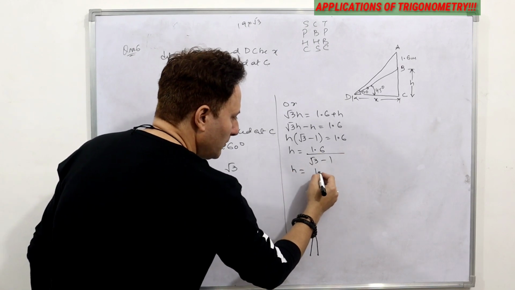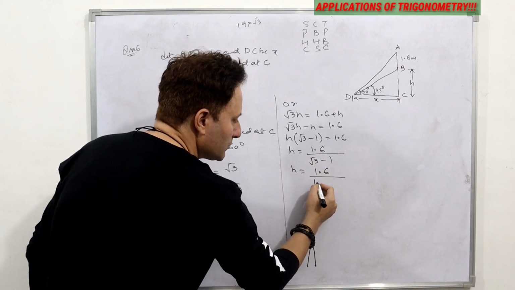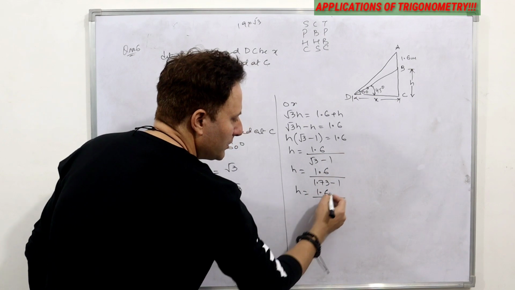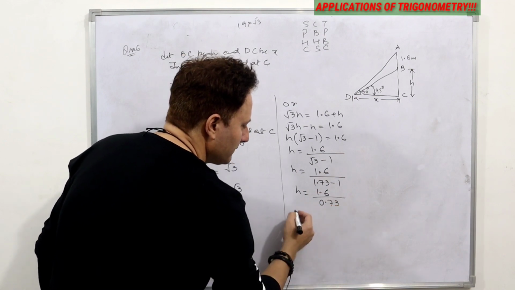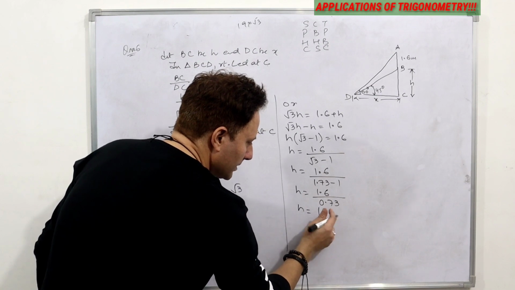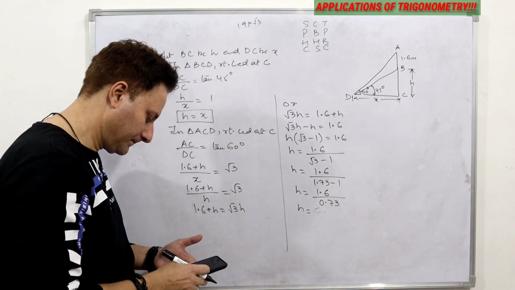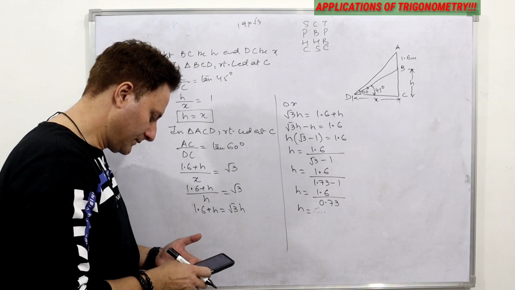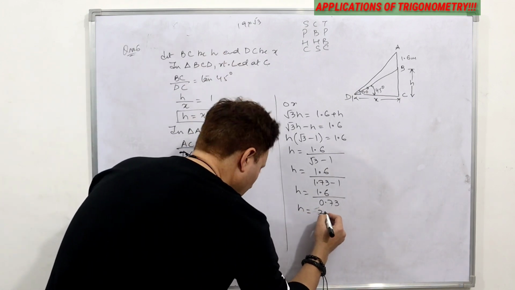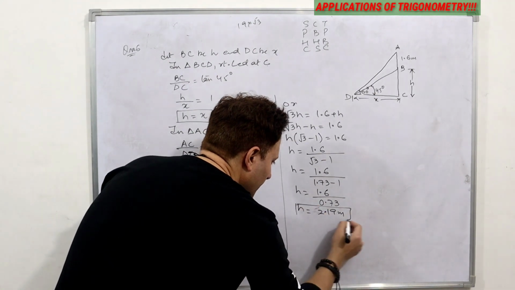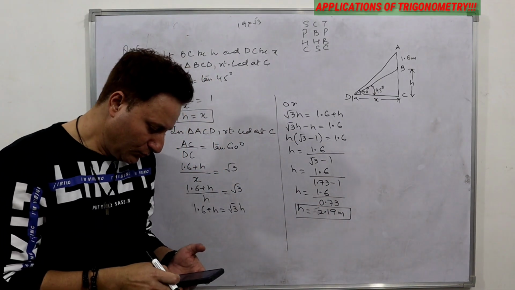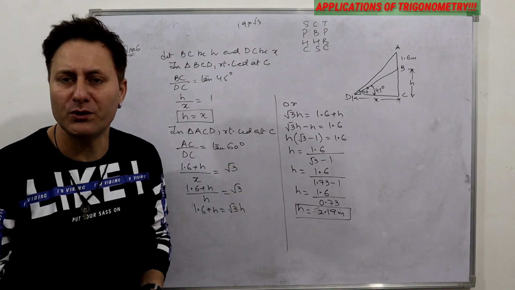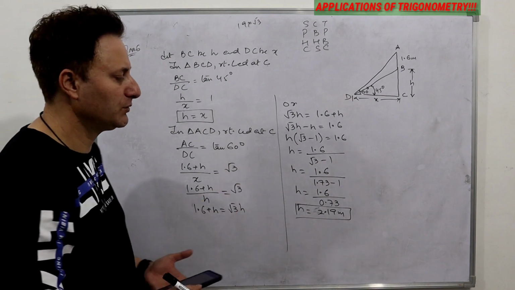So h is equal to 1.6. We have the value of root 3, that is 1.73, minus 1. H is equal to 1.6 divided by 1.73 minus 1, which is 0.73. If I divide 1.6 by 0.73, I have the value 2.19 meter. So h is 2.19 meter. As I said, you can leave it as root 3 also if you don't want to put the values, but if you want to put the value, you can do this.